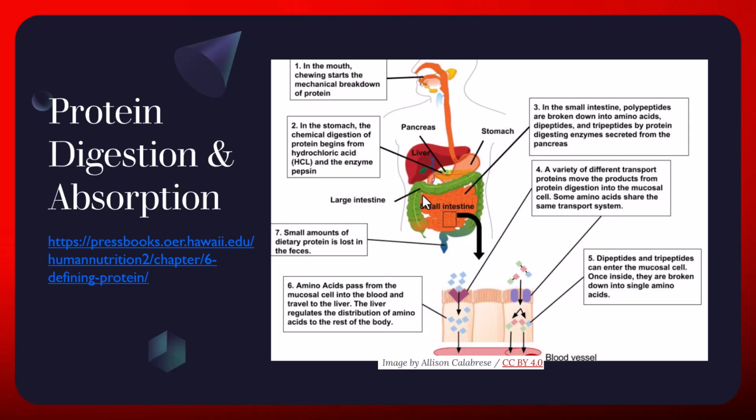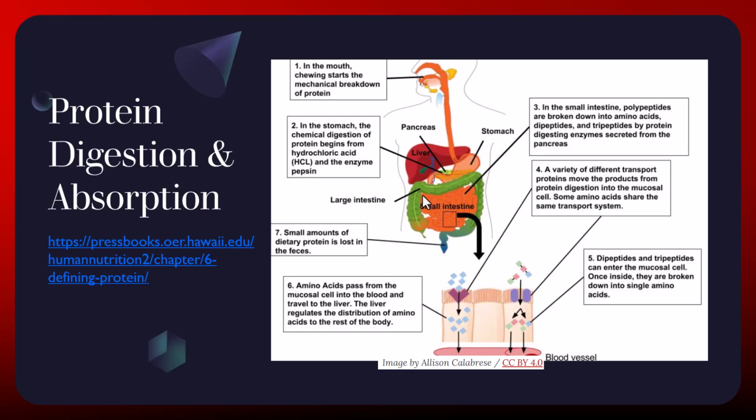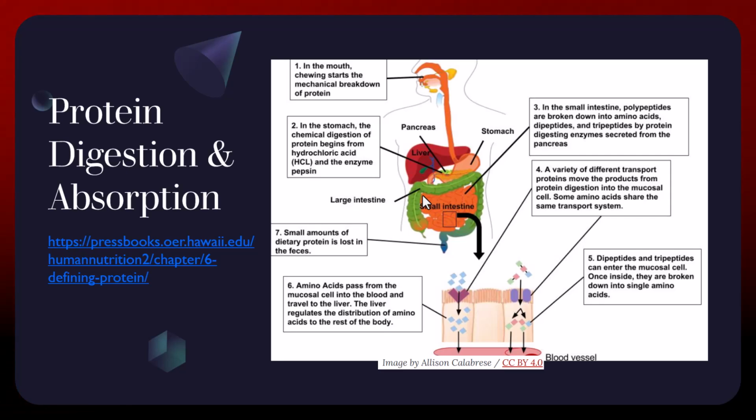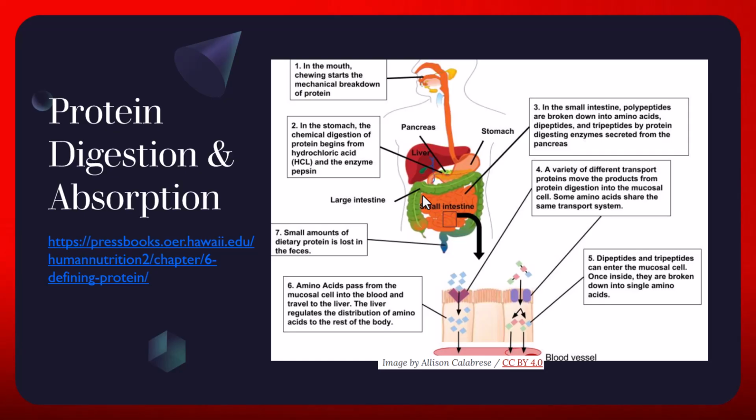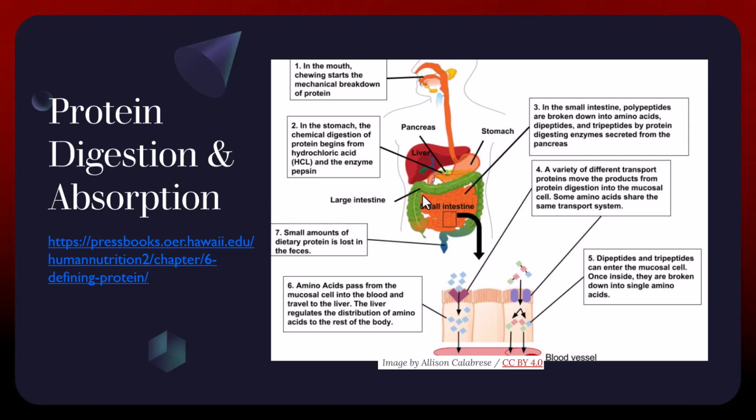And some amino acids share that same transport system in there. The dipeptides and the tripeptides can enter the mucosal cells. Once inside, they are broken down into single amino acids. And those amino acids pass from the mucosal cell into the blood and travel to the liver. And the liver regulates the distribution of amino acids to the rest of the body. And then small amounts of dietary protein are actually just lost in the feces as waste as well.